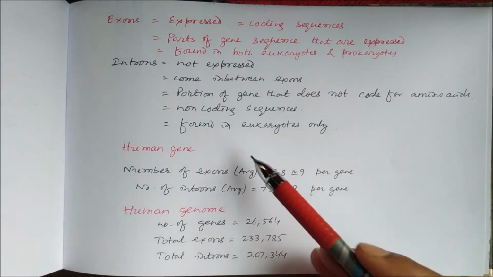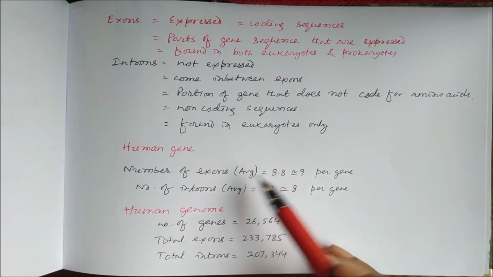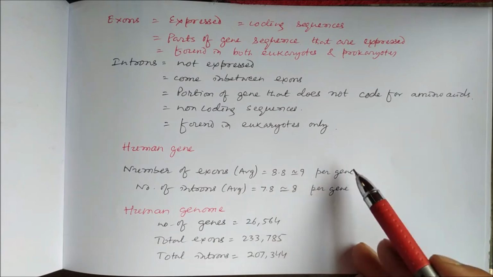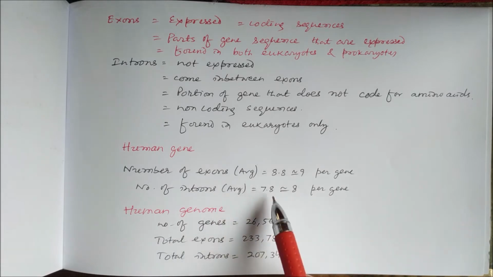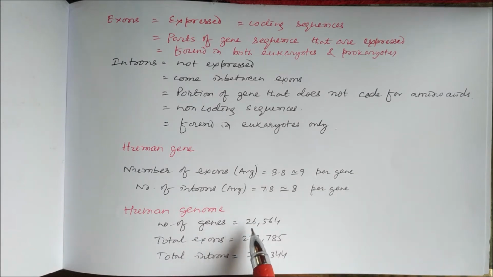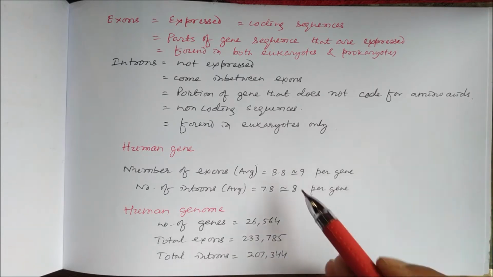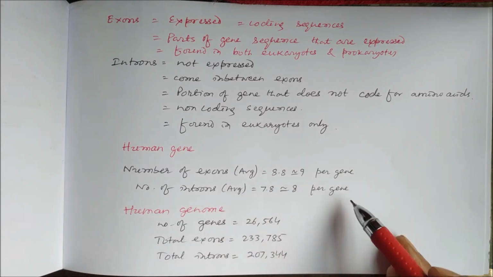So in a human gene, there are on average 8.8 exons. So you can say 9 exons are there, and in between exons, since introns are there, on average 7.8 or approximately 8 introns per gene are there. So the number of genes in the human genome is around 26,564. Total exons is 2,33,785. Total introns is 2,07,344. So if you calculate the average, it will come around 8.8 exons per gene and 7.8 introns per gene.